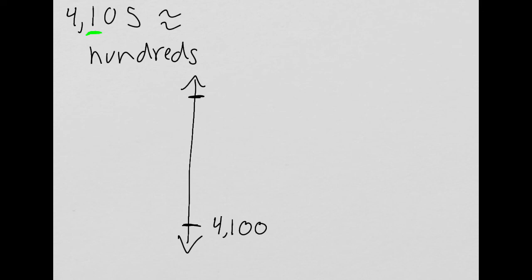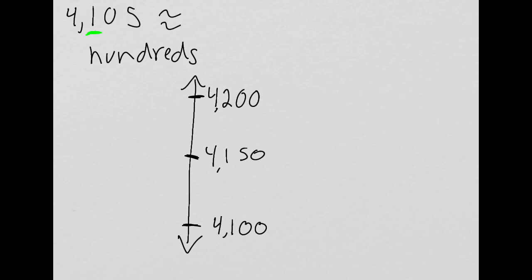What's one more 100? Would be 4,200. Because I'm rounding to the hundreds, that's why I add the extra 100 to find my top end point. And then my last setup is to find that midpoint. Halfway between 4,100 and 4,200 is going to be 4,150.